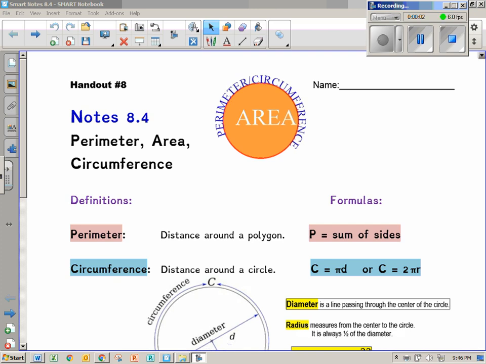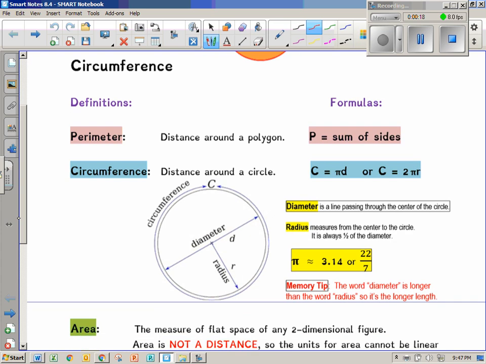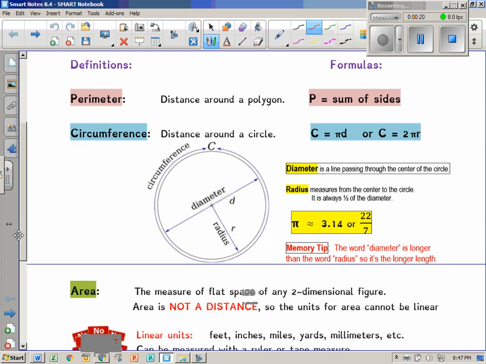All right, campers, we're about to wrap up Unit 8 here. Got several things to talk about in Section 8.4: Perimeter, area, and circumference. This first page really just has some information.